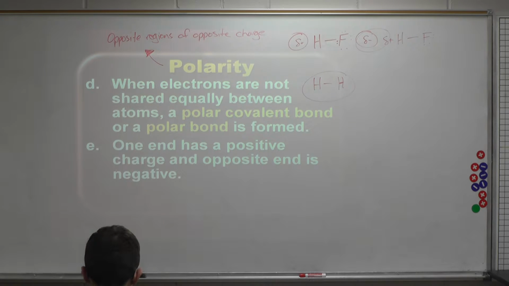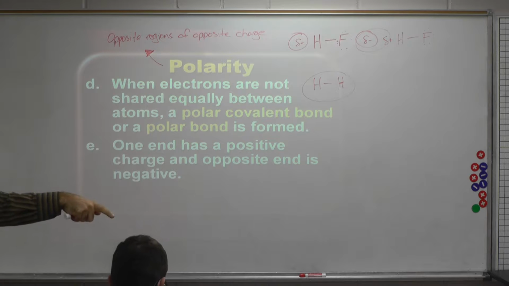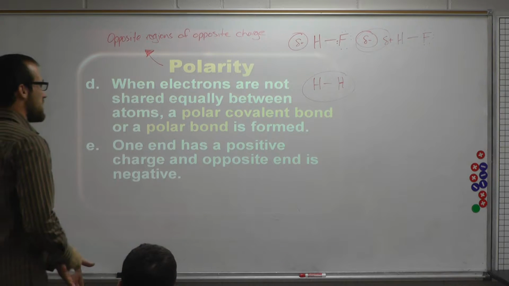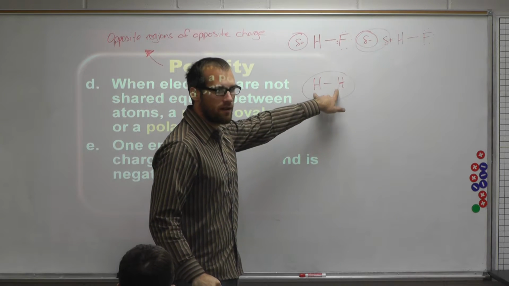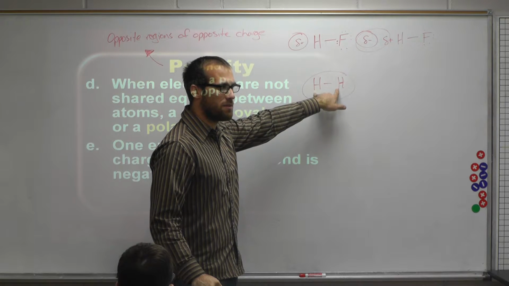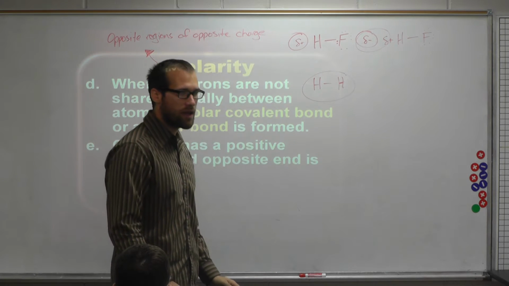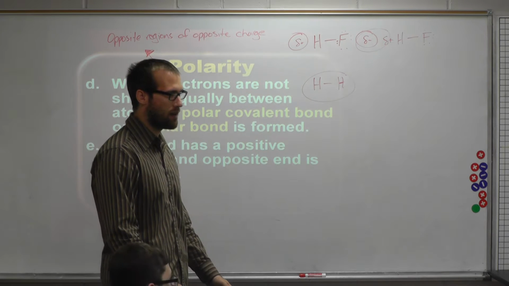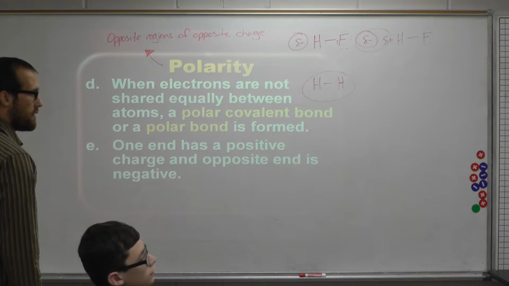Now, those opposite regions of opposite charge, or the polarity, is created by what? What creates the polarity? Well, not all bonds are polar bonds, though. What creates polarity? Yeah, different electronegativity values. If they were the same electronegativity values, would you have polarity? They're shared completely equally, so it would be a completely neutral molecule. You with me, Shane? You look like you're falling off into la la land.